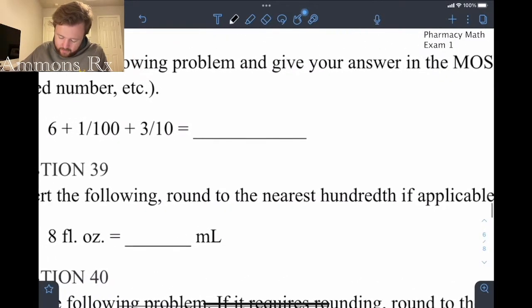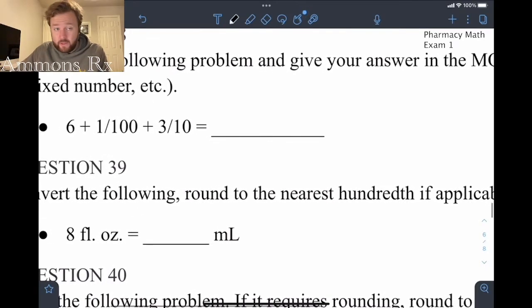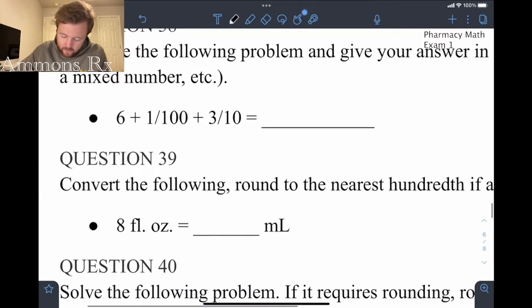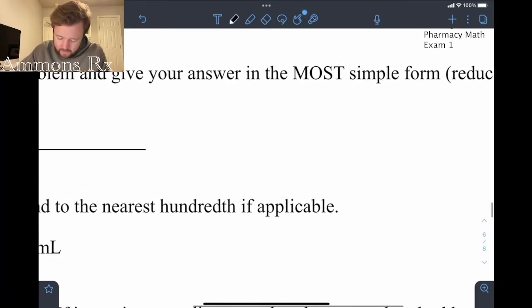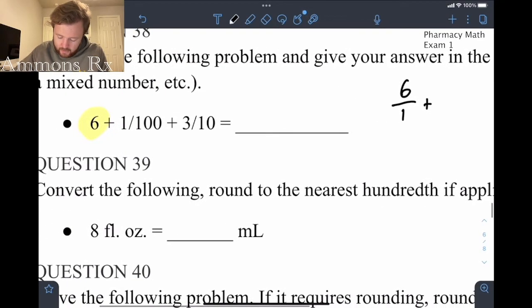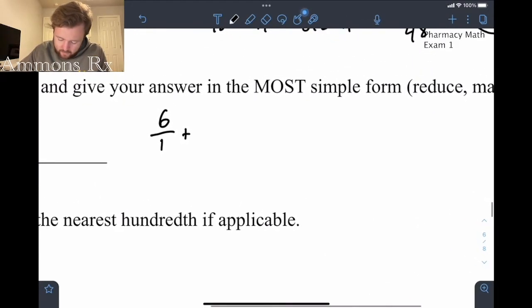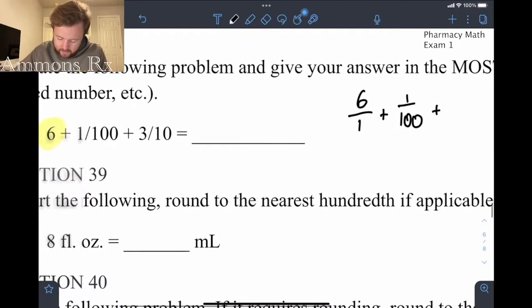All right, addition. So this one's going to suck because we're going to have to get common denominators. Okay. Also, remember, do not be fooled by that. 6 in a fraction is 6 over 1 plus 1 over 100 plus 3 over 10.